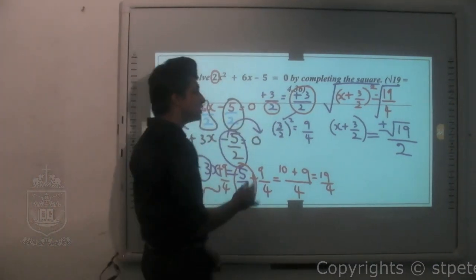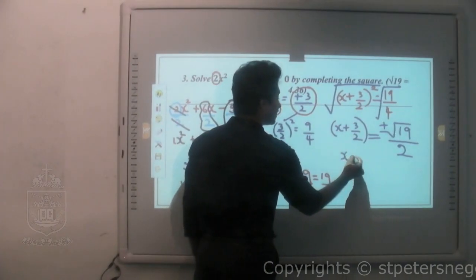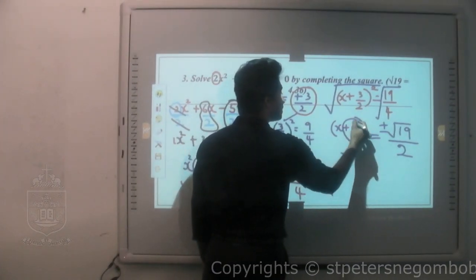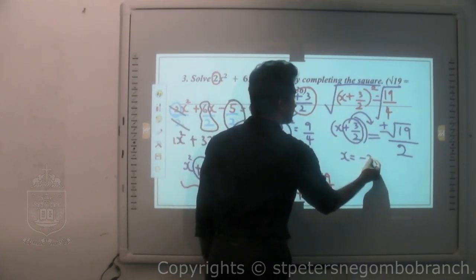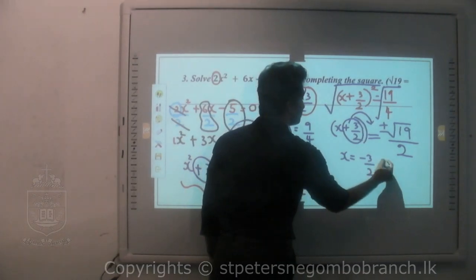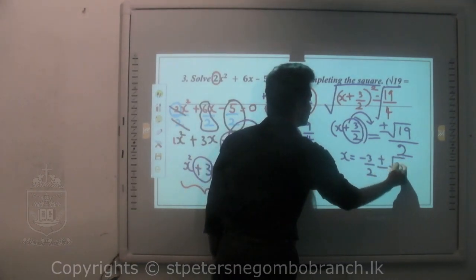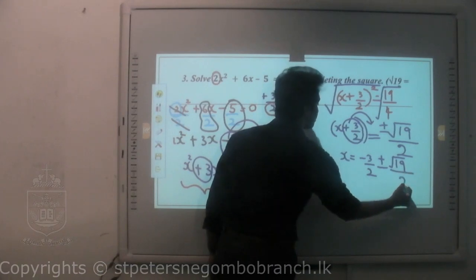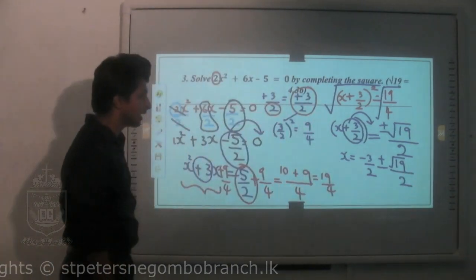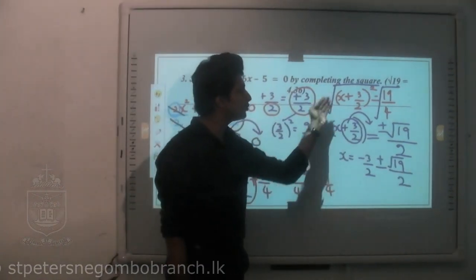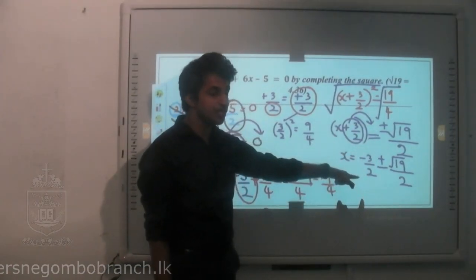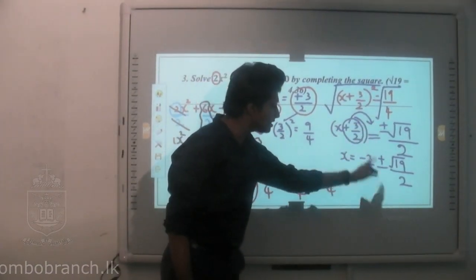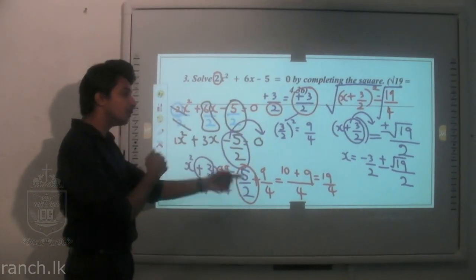Then what I am going to do is, keeping the answer as it is, I will take x equals, take plus 3 over 2 to the other side. It will become minus 3 over 2 plus or minus root 19 over 2. Again, I will take plus 3 over 2 to the other side. It becomes minus 3 over 2 plus or minus root 19 over 2. Now again I have to break it.